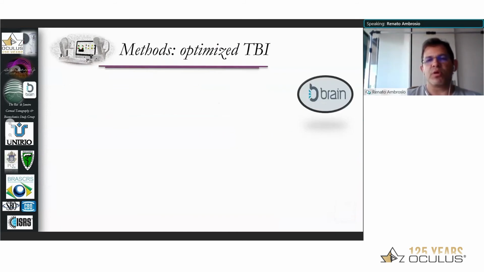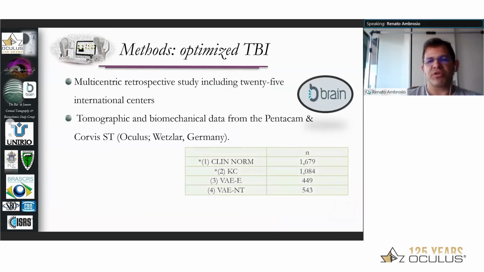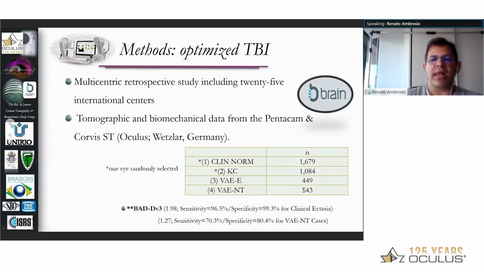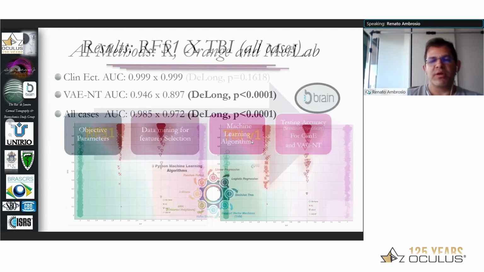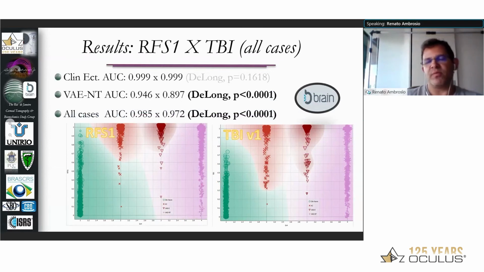So these reports lead us to the need for the optimization of the TBI, now with a higher number of normal topography cases, and these cases allowed us to do more training and more testing with machine learning algorithms to improve it. So here is a summary of this work that has been very nicely done by Deleon from Brazil, in which we improve the sensitivity even for the clinical ectasia cases.